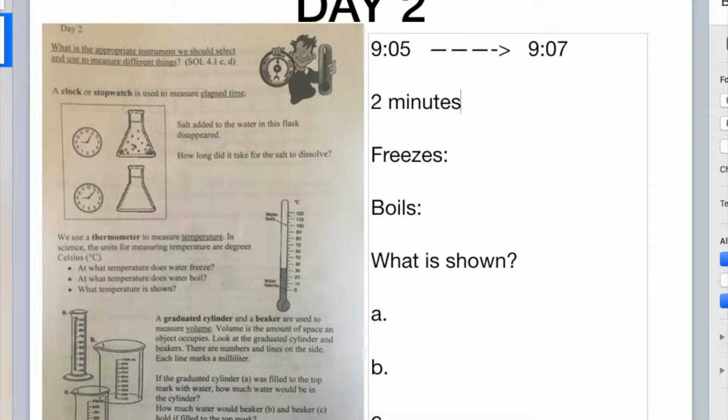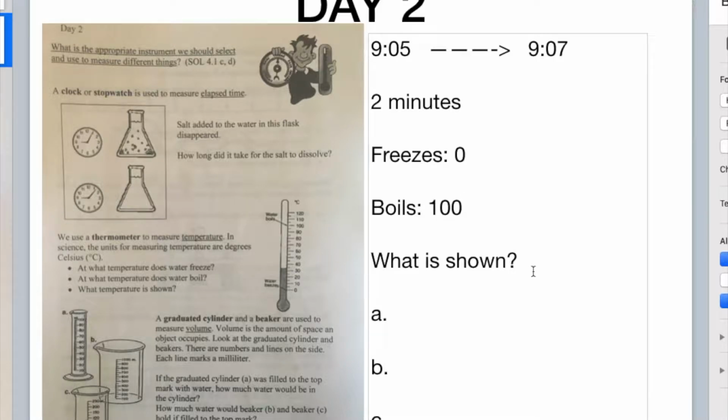The next question goes into temperature. It says we use a thermometer to measure the temperature. In science, the units for measuring temperature are degrees Celsius. The first question says, at what temperature does water freeze? And the picture beside shows you that in Celsius, water freezes at 0 degrees Celsius. Then when does water boil? And at Celsius, water boils at 100 degrees Celsius.